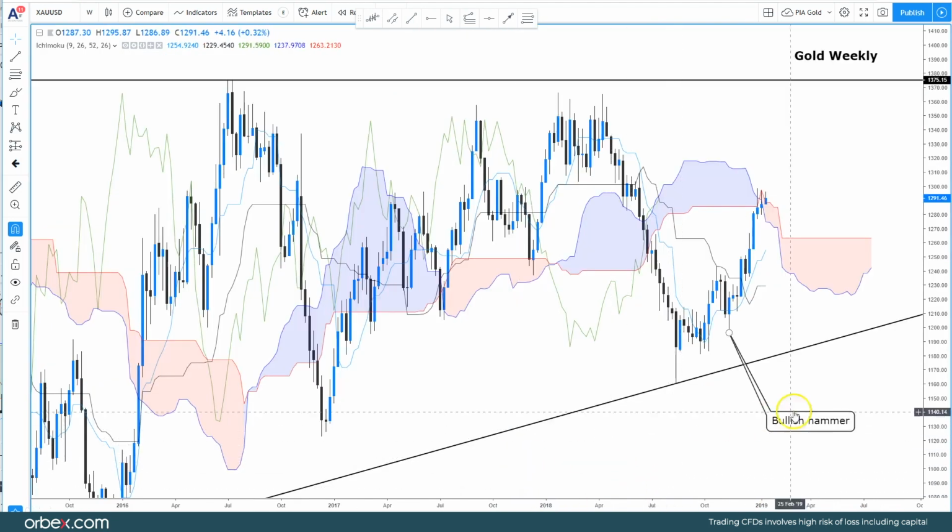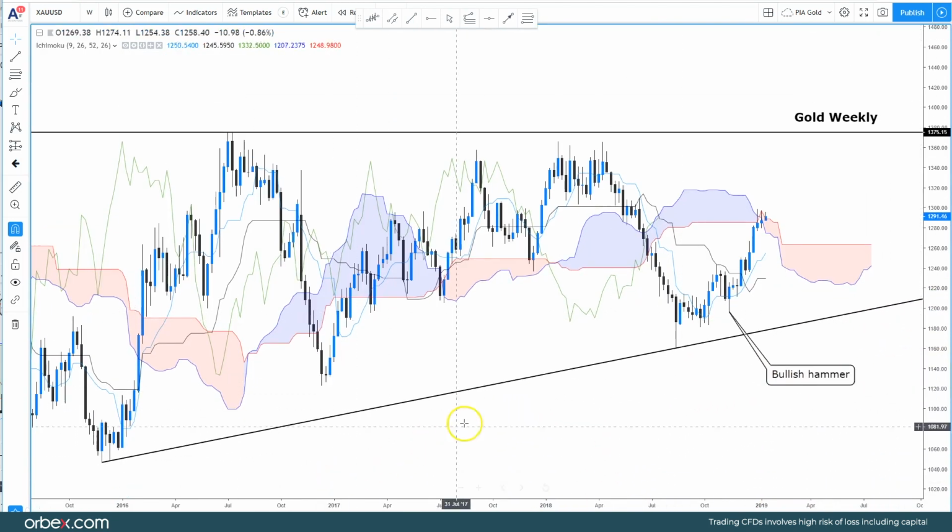On the weekly chart, we can see the trend line higher, the higher lows, and this level of resistance that we've got above, and we believe we're correcting higher to retest this level. Again, we can see the Ichimoku cloud on a weekly basis is causing a stall in this move higher.